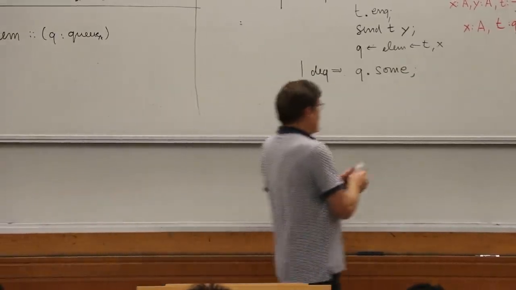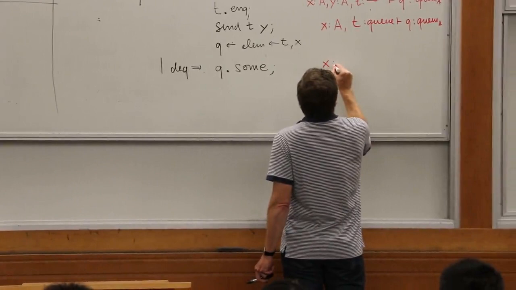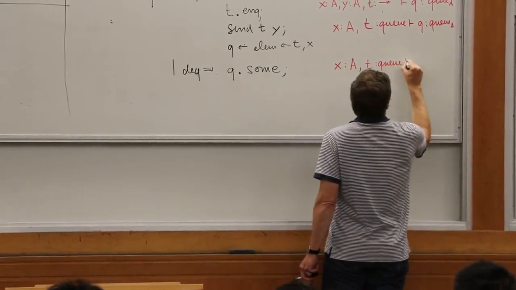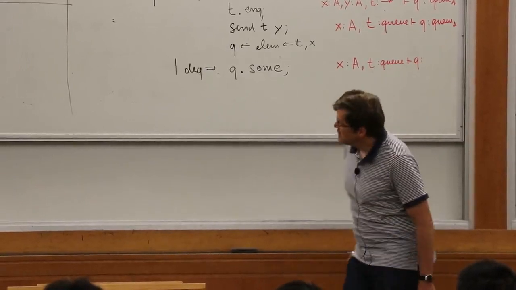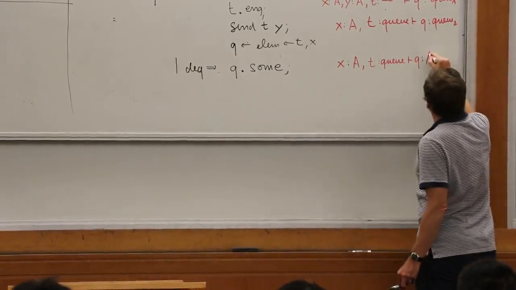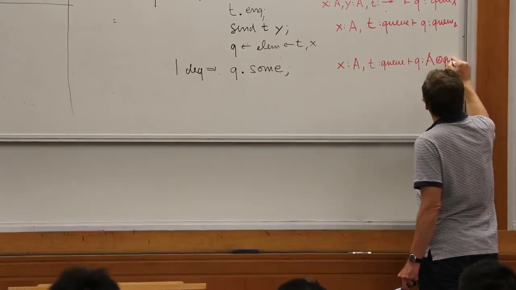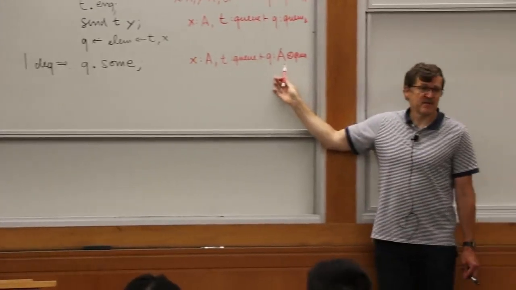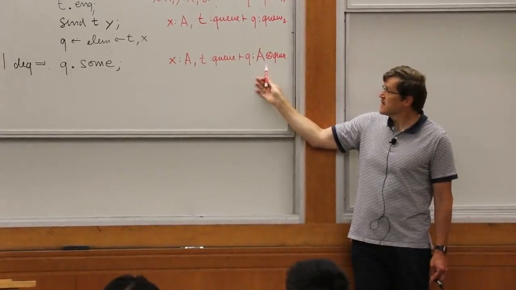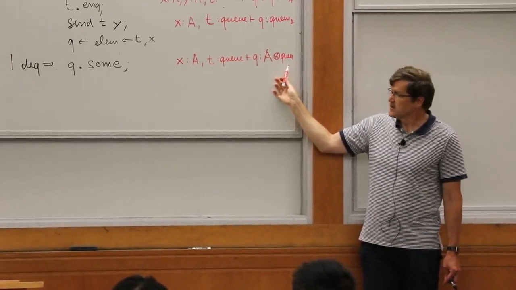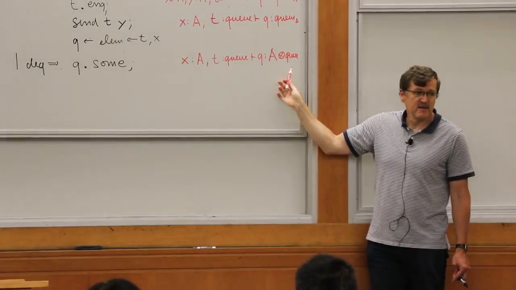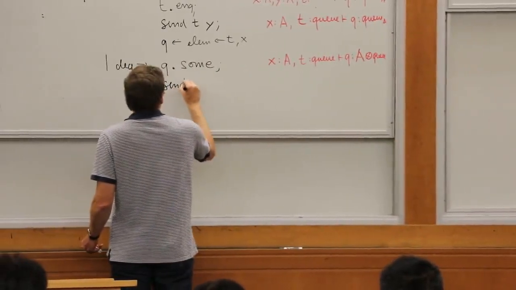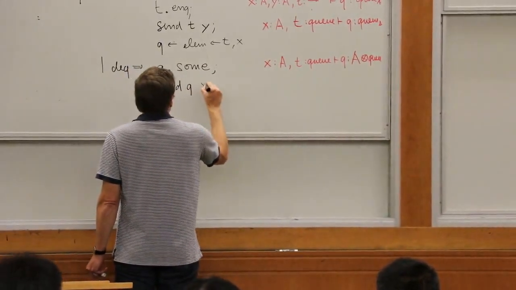So now what is the type here? We still have X colon A. T is a Q. And what's the type of Q now? A tensor Q. So what it means we have to do here is to send an element of type A, right? Tensor means we send an element of type A, then behave again like the continuation Q. Which element do we send? We hold the element X. So excellent, so we can send that. So we send along Q the element X.